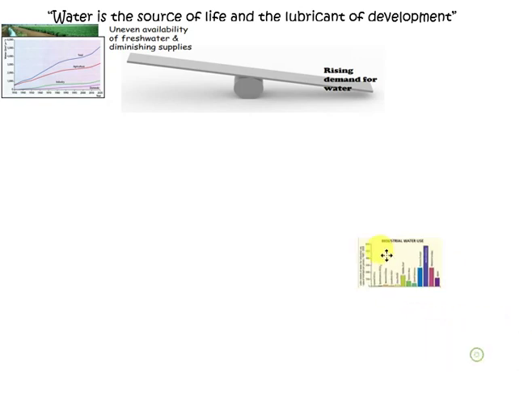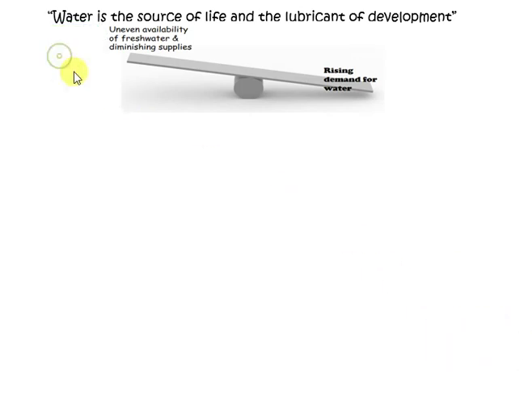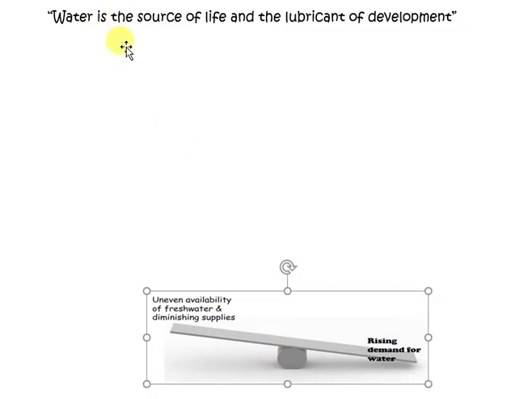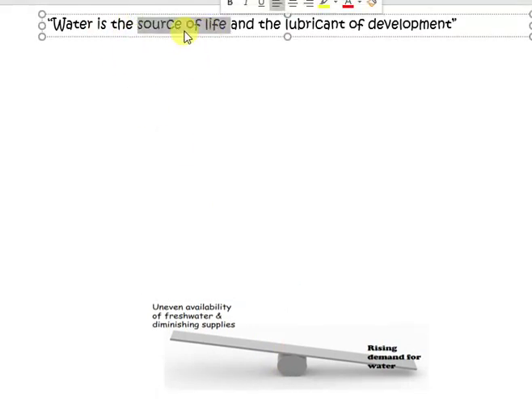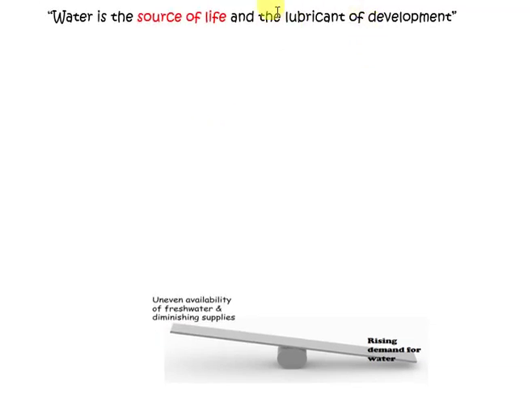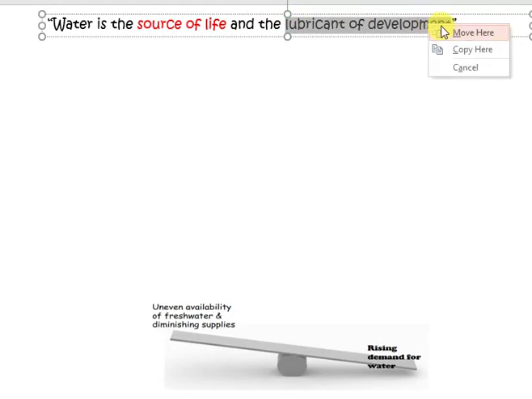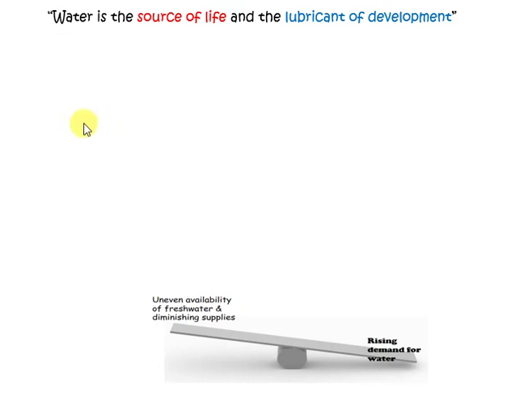And I've put a cheesy little tagline here to help you remember. Water is the source of life for domestic users. If you've not got water to drink, to clean, for sanitation, it's going to result in disease and death and malnutrition. So it's important for domestic users, but it's also the lubricant of development in industry and agriculture. And we're going to look at some of these reasons in more depth when we read the article in class.